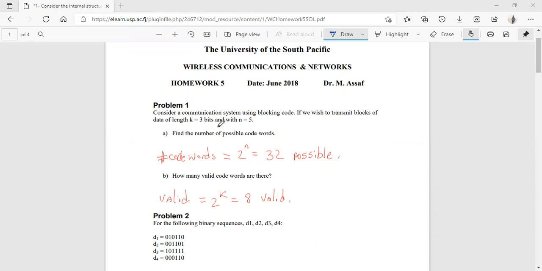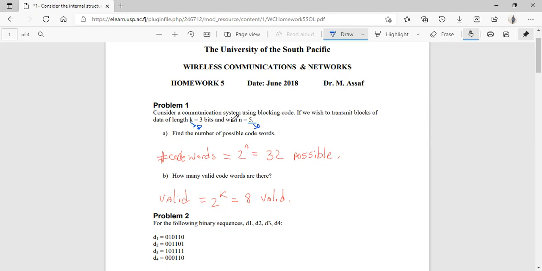Problem number 1: consider a communication system using block coding. If we wish to transmit blocks of data of length k = 3 bits and n = 5, what this means is that the transmitting block length is k = 3 bits. So what is the value of 2 to the power of 3, since it's given in bits? This is equivalent to 8 code words being transmitted in this transmitting block, and each code word is made up of 5 bits.